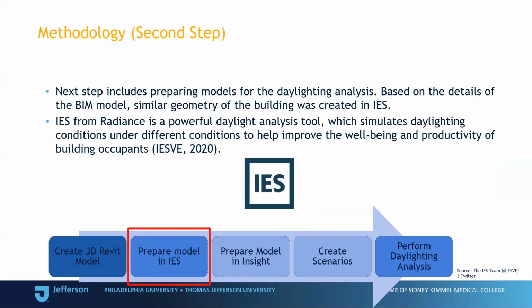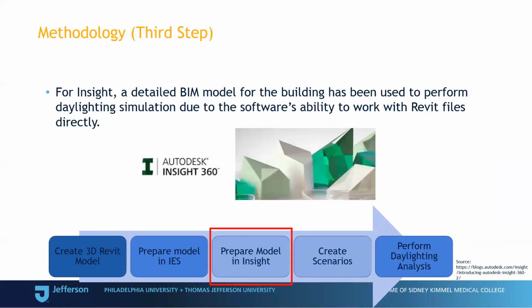Since IES cannot directly take Revit models as an input for simulation, similar geometry of the building was created in IES based on the details of the BIM model. IES from Radiance is a powerful daylighting analysis tool which simulates daylighting conditions under different conditions to help improve the well-being and productivity of building occupants. For Insight, a detailed BIM model of the building was used to perform daylighting simulation due to the software's ability to work with Revit files directly.